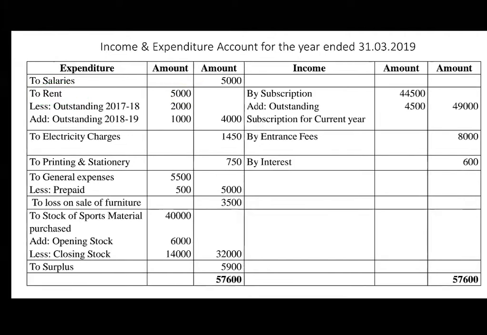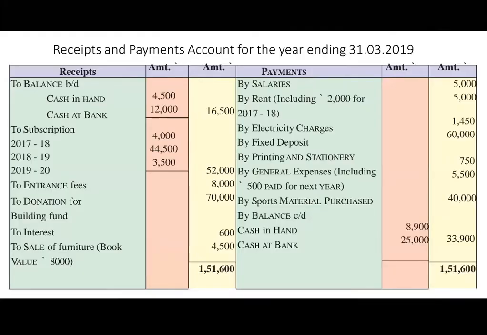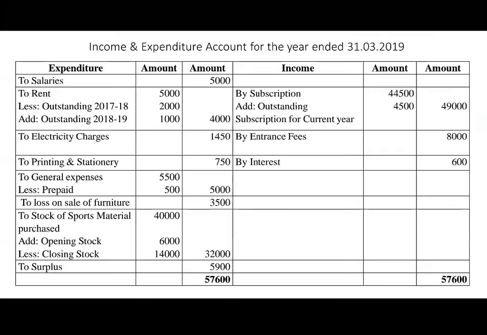Now the next is by electricity charges. By electricity charges, 1,450 is given. Now no adjustment is there, which means you will directly record this on the expenditure side of the income and expenditure account. So to electricity charges, 1,450. Okay, there it was by electricity charges, here we will write to electricity charges 1,450. No adjustment was there, so directly in the second column.